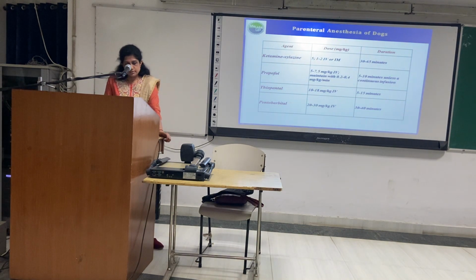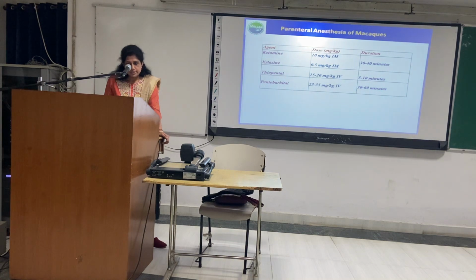Likewise, this is parenteral anesthesia for dogs. The agents used are ketamine in combination with xylazine, propofol, thiopentol, and pentobarbital. Their dose and duration are given in this table. Parenteral anesthesia of macaques: ketamine in combination with xylazine, thiopentol, pentobarbital. Their dose rates and duration.